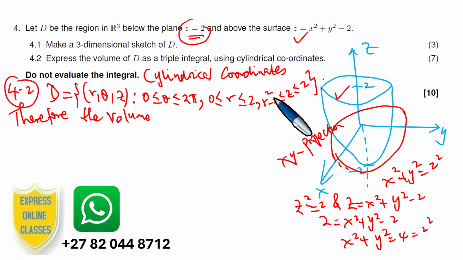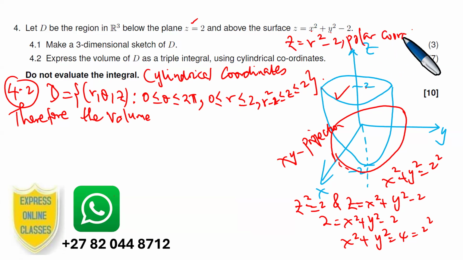Now, a couple of things remain very important, because whenever the z is written like this, you'd have z. We have z equals 2 here, for example. But x squared plus y squared is equal to what? x squared plus y squared is r squared, and the r squared minus 2 would give the equation of the paraboloid in polar coordinates. And obviously, these polar coordinates are called cylindrical coordinates in this case.